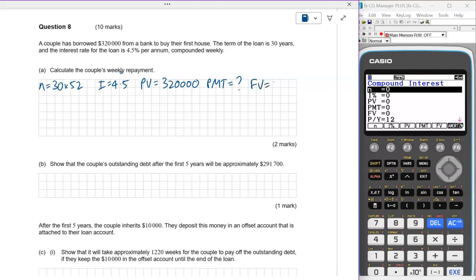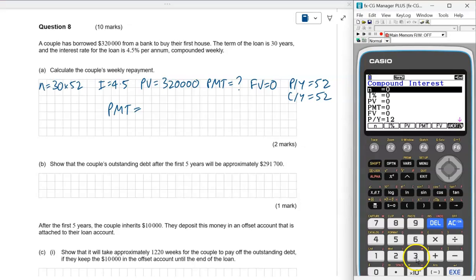Future value, they want to pay it off completely, so set that to 0. Payments per year are 52, and compound periods per year is also 52. So based on that, what is our PMT going to be? All right. In our graphics calculator, just put those values in.